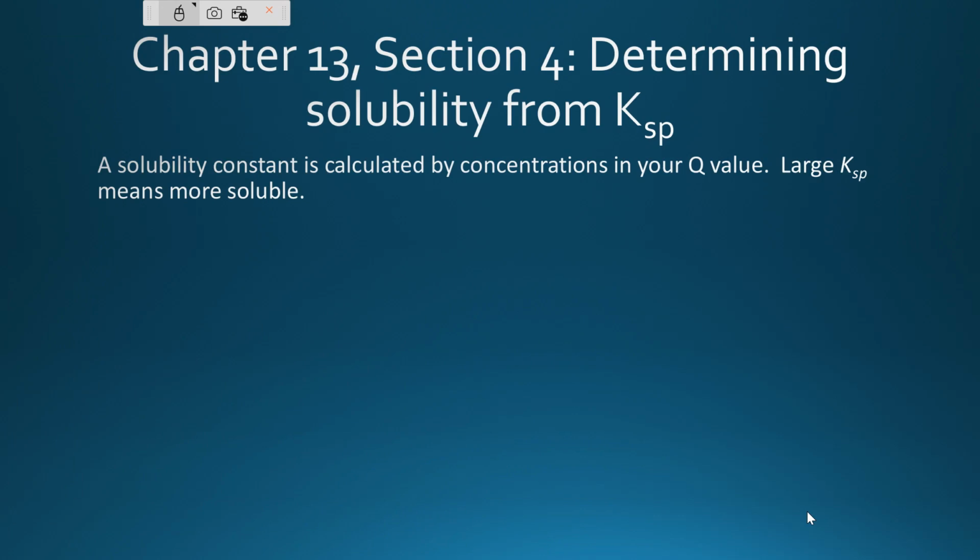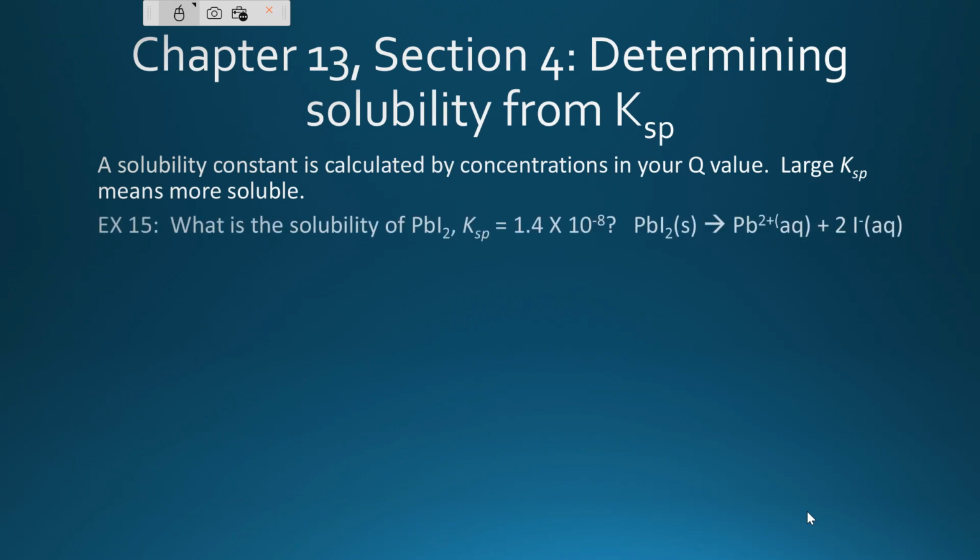The solubility constant is calculated by your concentrations in your Q value. So basically what we're going to be doing is taking a look at how that solubility constant compares to our Q values. Just keep in mind that a large Ksp typically means more soluble, but we'll be proving this math-wise. Okay, so let's look at some examples of this. Like I said, I think you guys will pick up on this pretty fast.